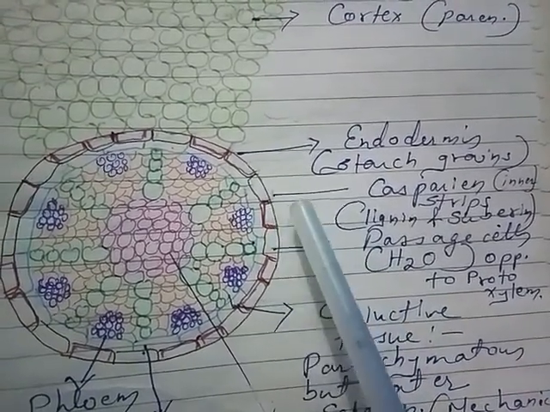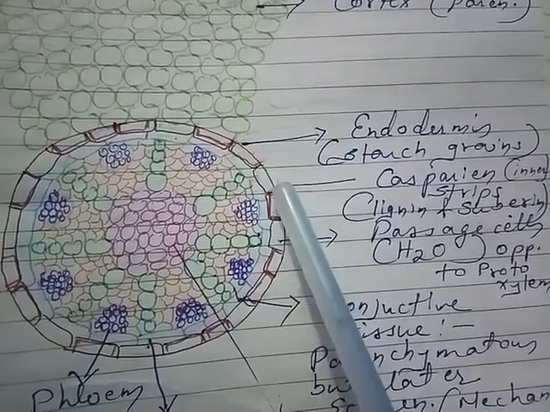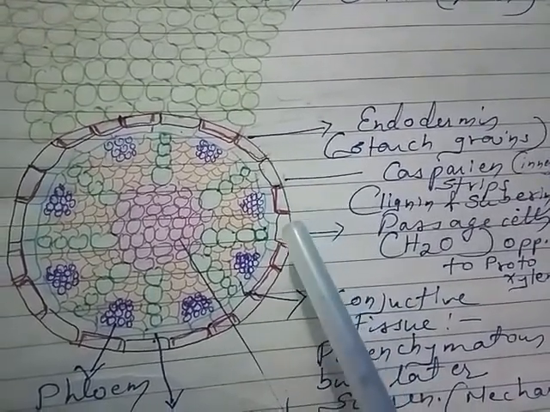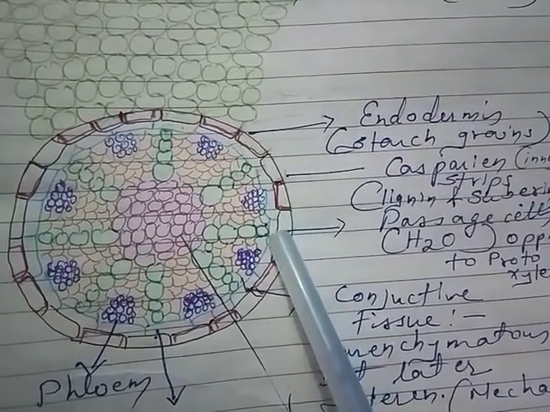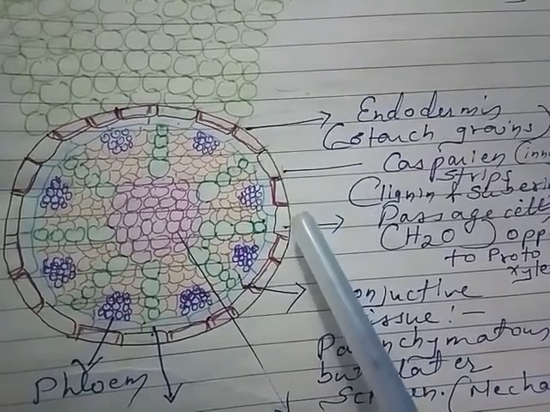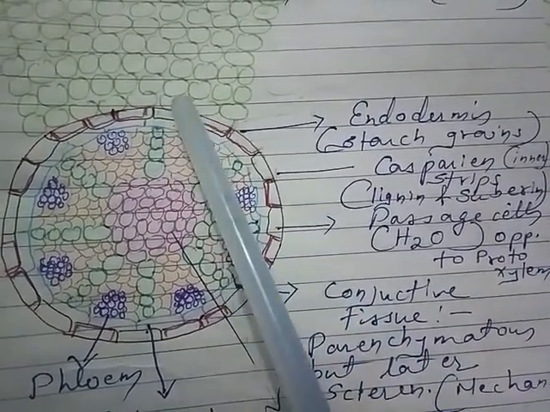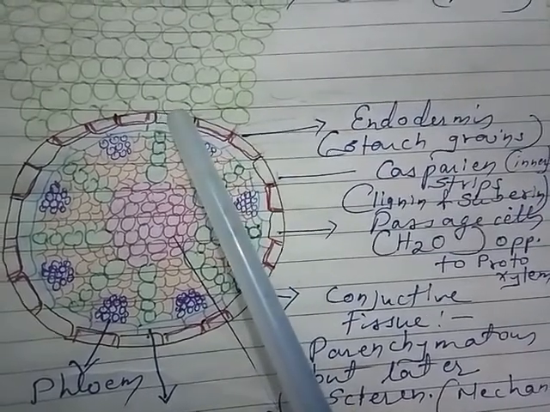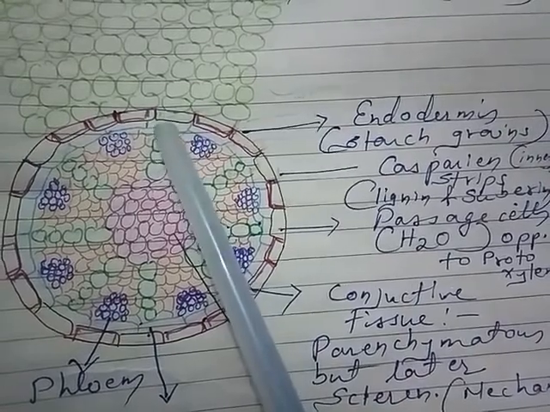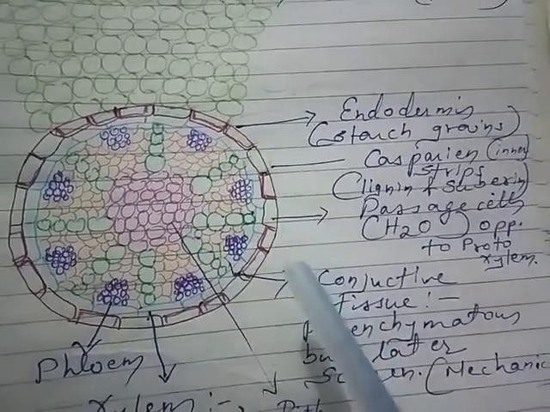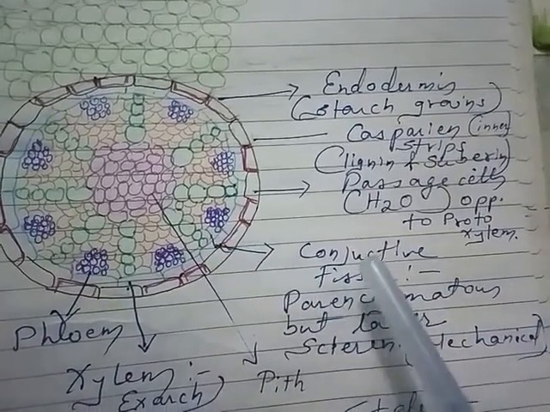So water cannot be transported, as this suberin is lipid in nature, wax in nature. So the cells which are opposite to the protoxylem do not show such thickening of suberin, and they are called passage cells. So transportation of water takes place from the cortex to the endodermis, and through the passage cells it enters into the xylem. The cells between the xylem and phloem are called conjunctive tissue.